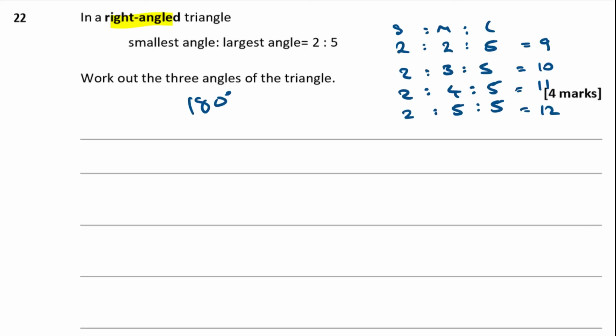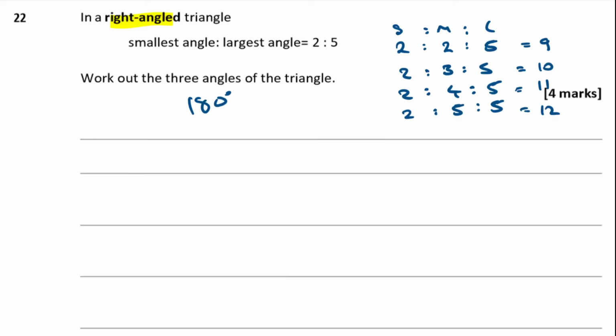Now in order for one of them to be a right angle triangle, we're going to have these numbers dividing into 180 without leaving a remainder. In other words, it's only going to work if these numbers are factors of 180.